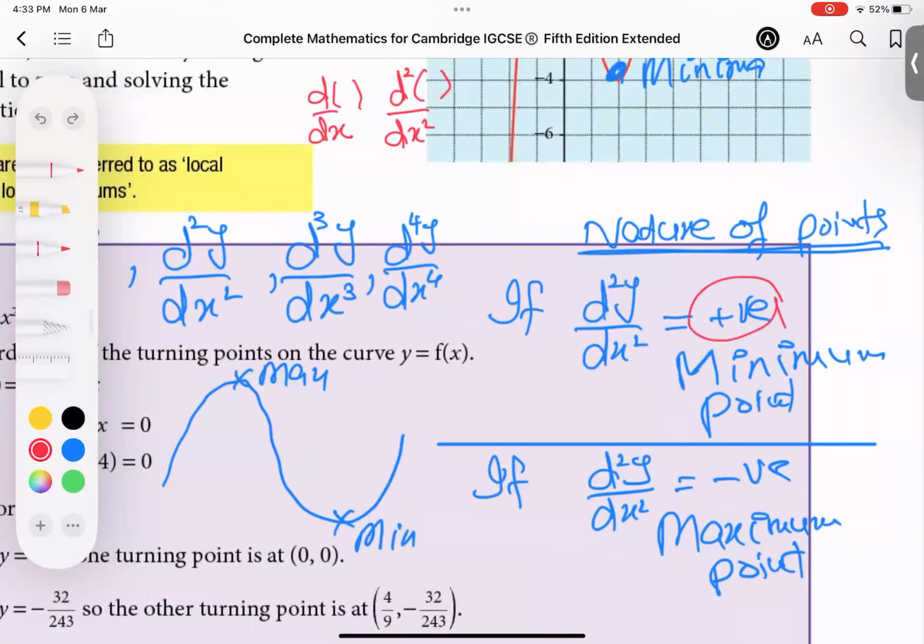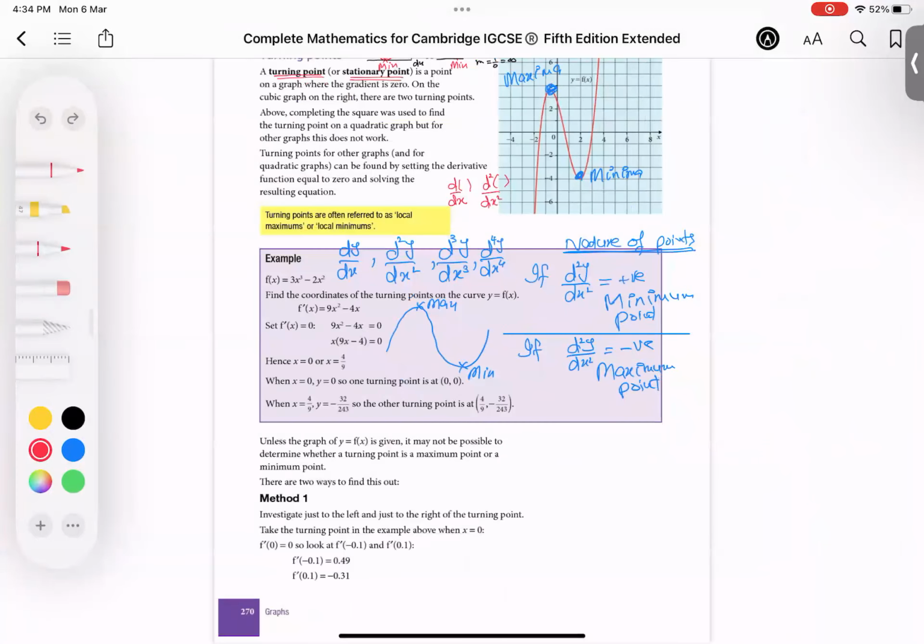If the answer comes positive, it is called a point of minima. If the answer comes negative, it is called a point of maxima. I repeat: second derivative plus sign, point of minimum. If the second derivative is negative, point of maxima. So let's start. I'm going to show you one example.